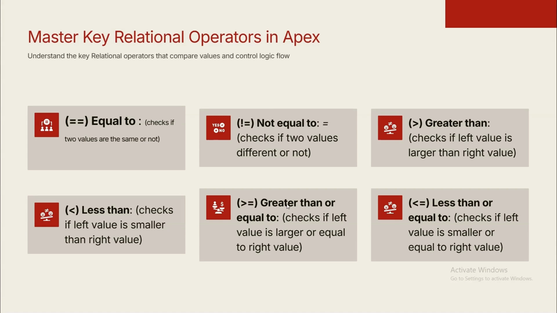It is checking if the left value is larger or equal to the right value, and it is returning true if the left value is larger or equal to the right value. So let me show you on the anonymous window.